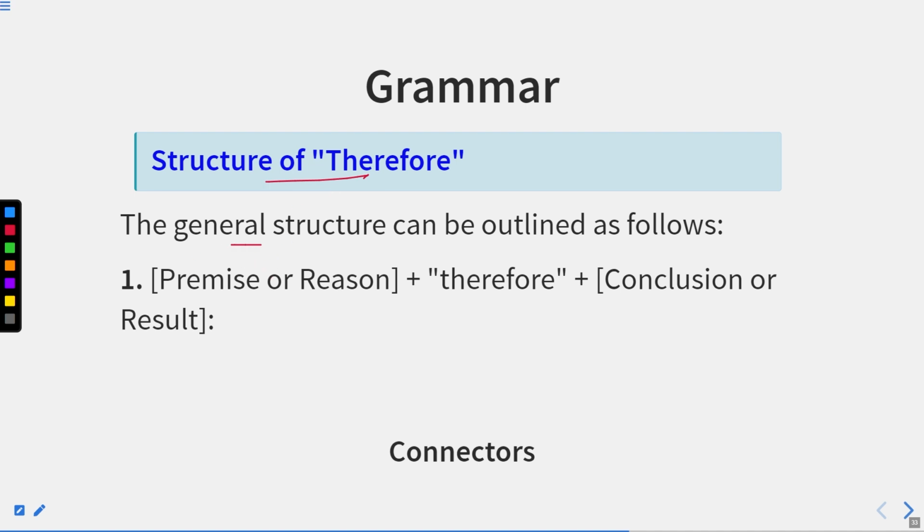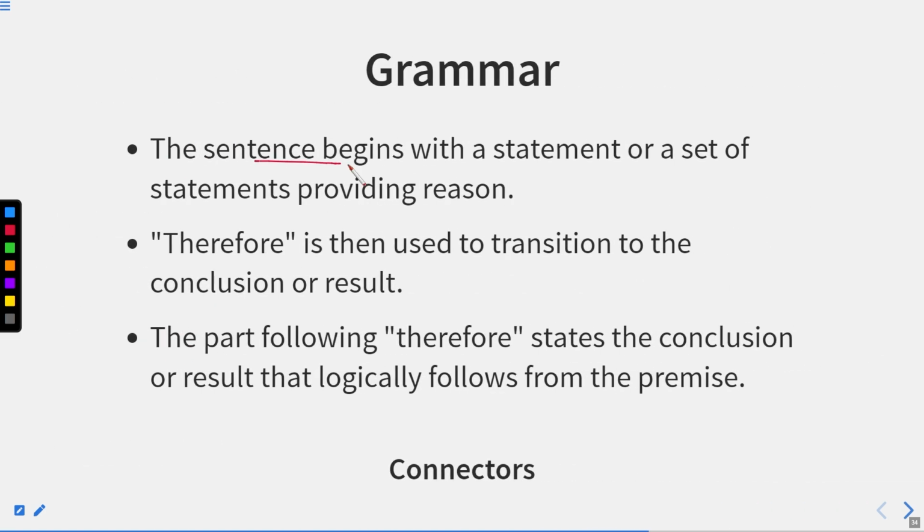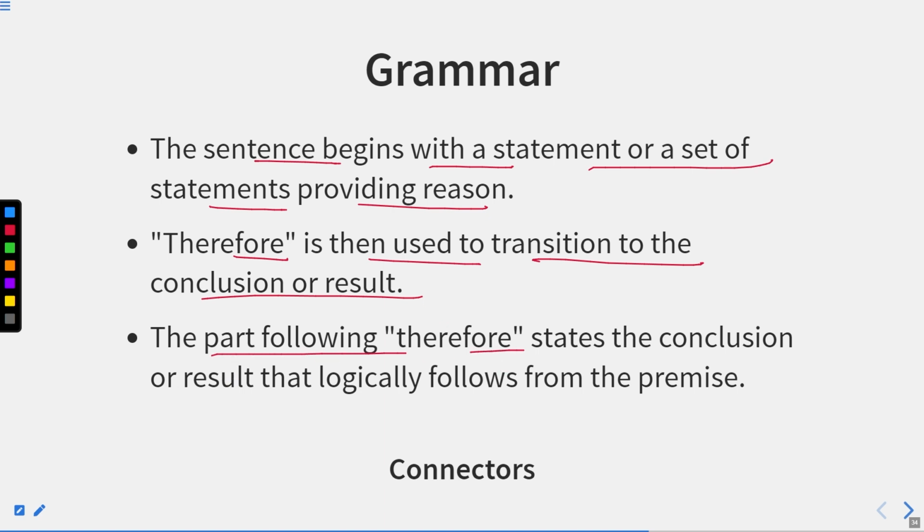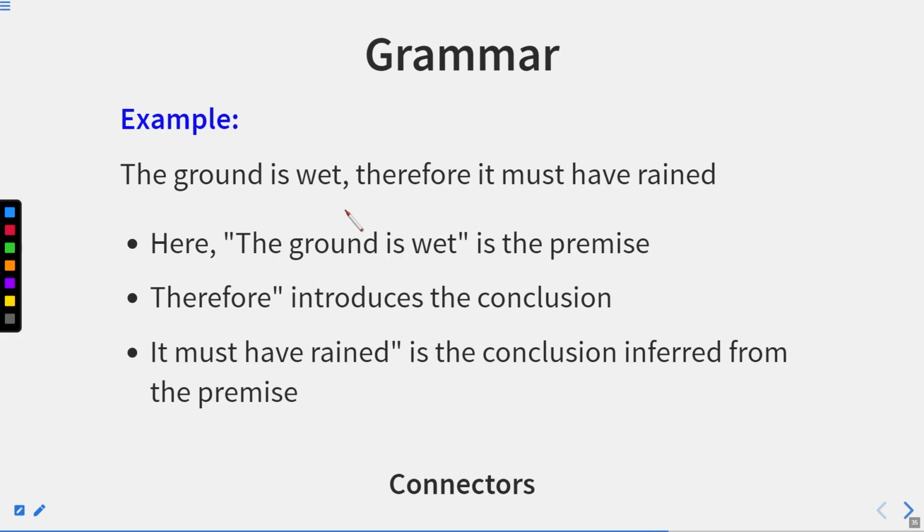Structure of therefore. The general structure can be outlined as follows. First of all, we'll have a premise or reason, that is the cause, or you can say the reason is given. After that, we have therefore, and after that, we have the conclusion or the result. For example, the sentence begins with a statement or a set of statements providing reason. Therefore is then used to transition to the conclusion or result. The part following therefore states the conclusion or result that logically follows from the premise. Example, the ground is wet, therefore it must have rained.